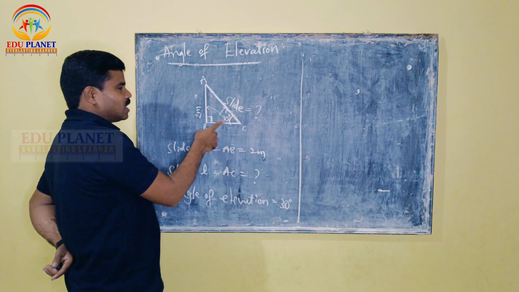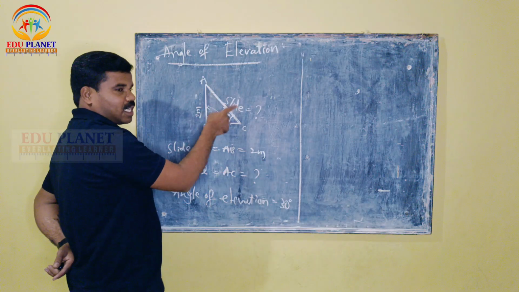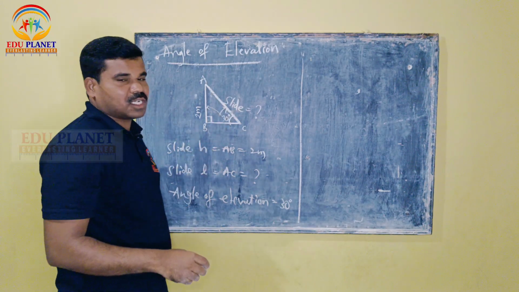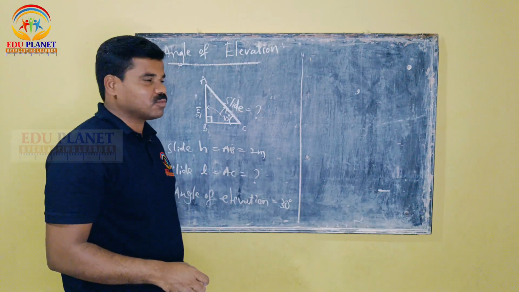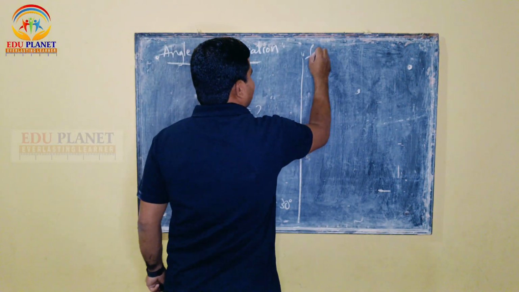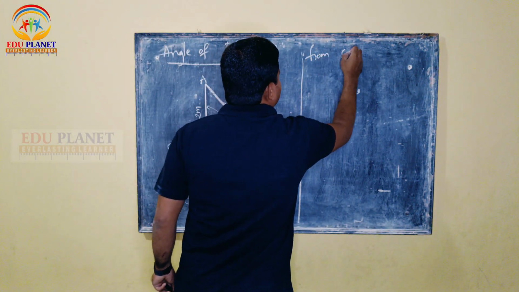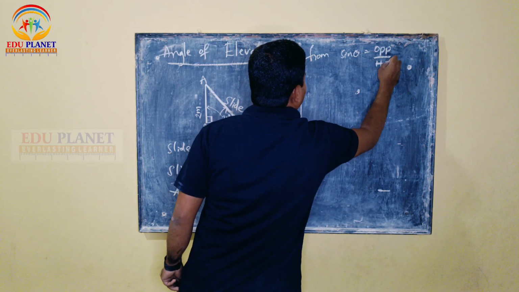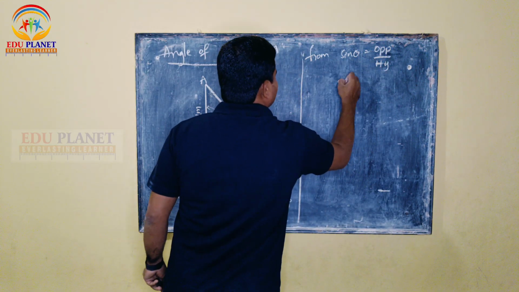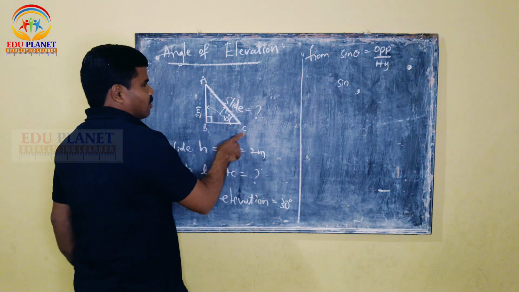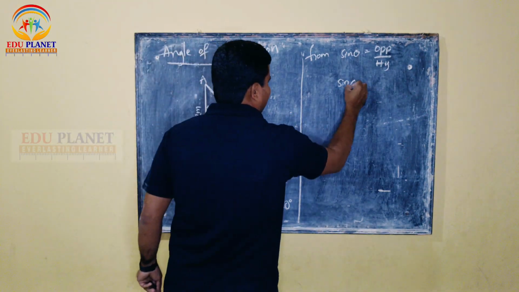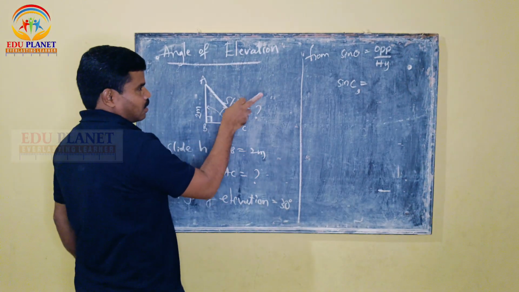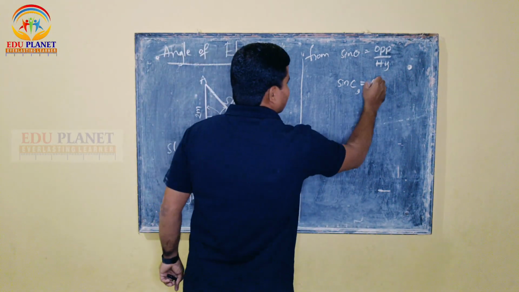See here, for this 30 degrees, the given side is opposite and the target side is hypotenuse. Opposite and hypotenuse, the relation is opposite by hypotenuse, which gives us sine theta. Sine theta equals opposite side by hypotenuse. Sine theta is placed at which vertex? C. Sine C equals opposite AB, and hypotenuse is AC.